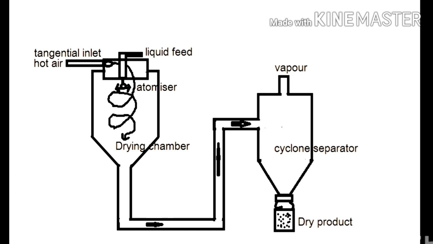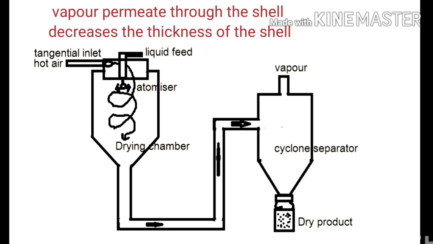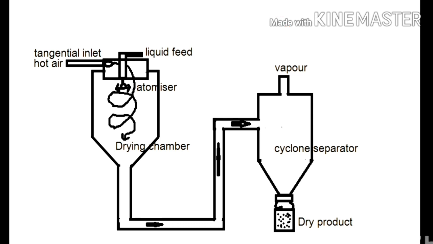After that, this vapor starts to permeate through the shell. Because of that, the thickness of the shell decreases. Because of the permeation of the vapor through the shell, gradually the thickness of the shell decreases and finally it ruptures and releases the internal pressure. So this is what happens in the second stage, that is drying of the liquid droplet.